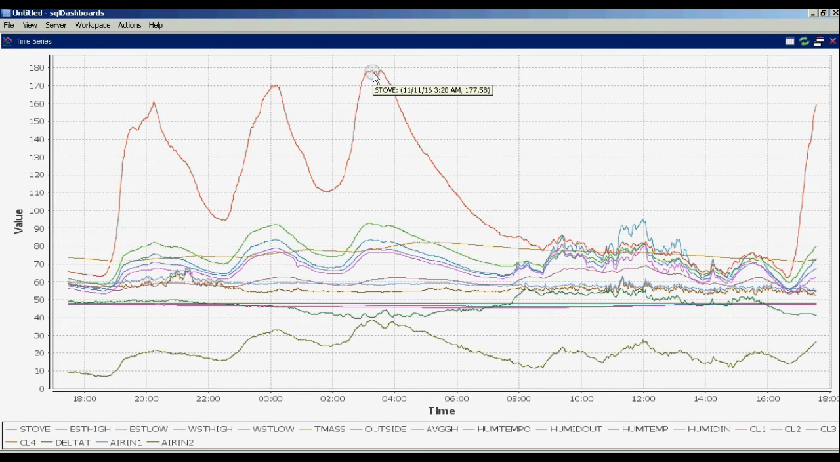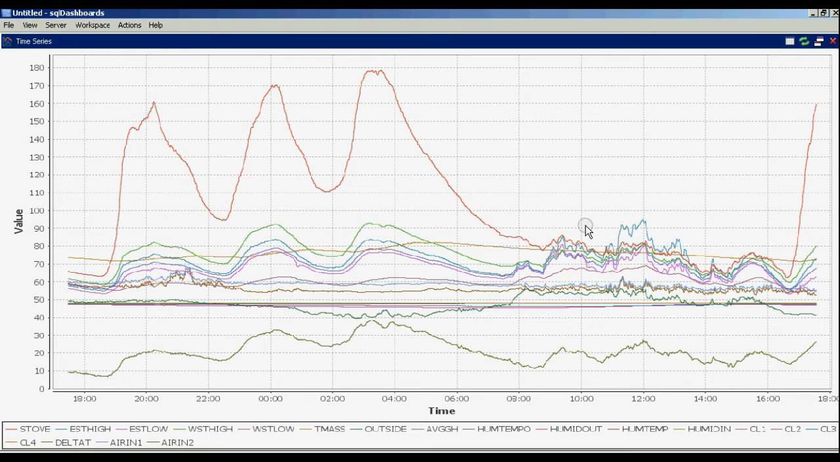It was running almost 180 degrees, and the delta T was 38 degrees. So it's 38 degrees difference between outside and inside temperature. This here is outside temperature, so there you go. And it was 41.9 degrees at that time.